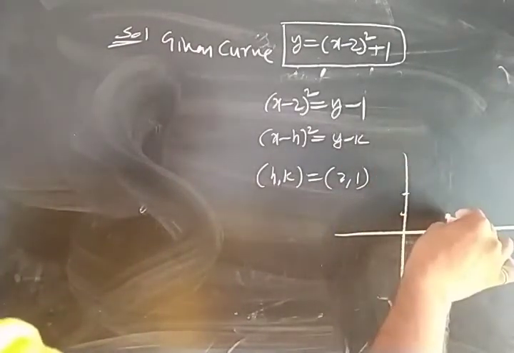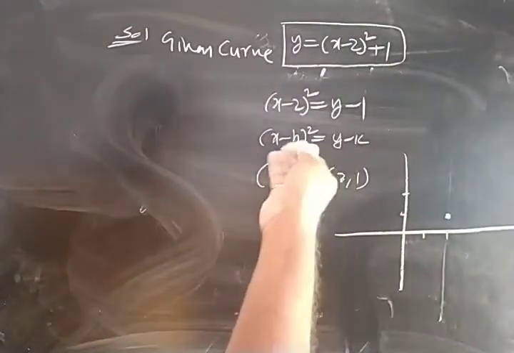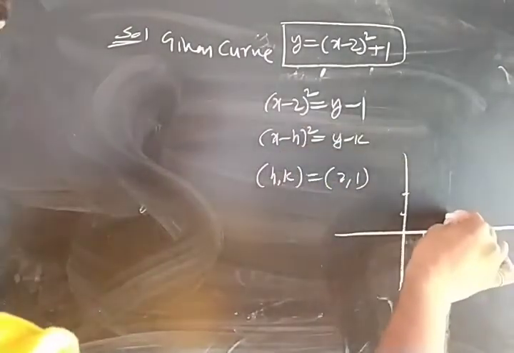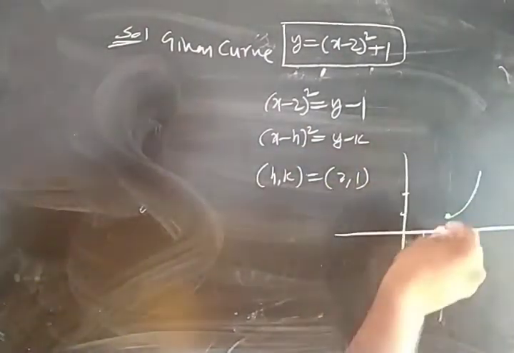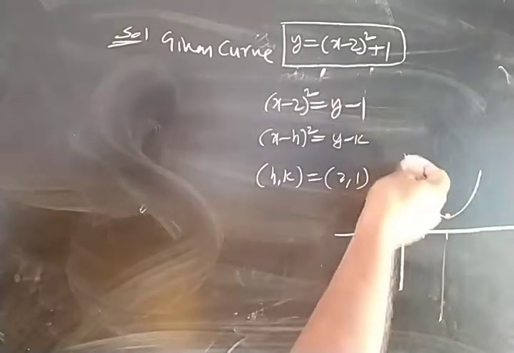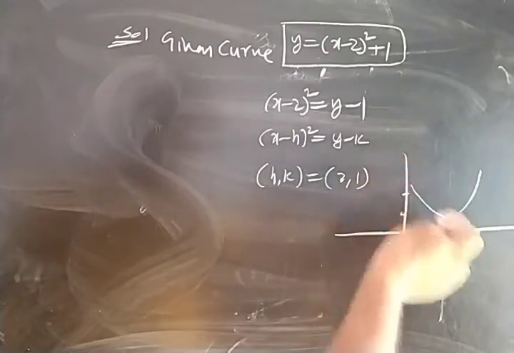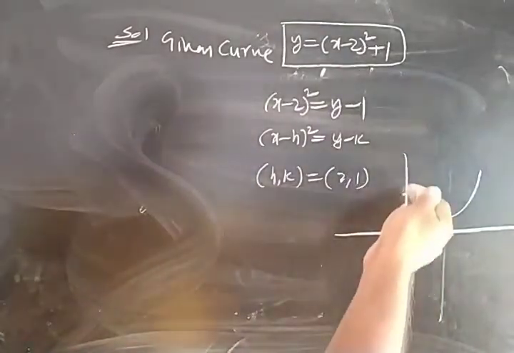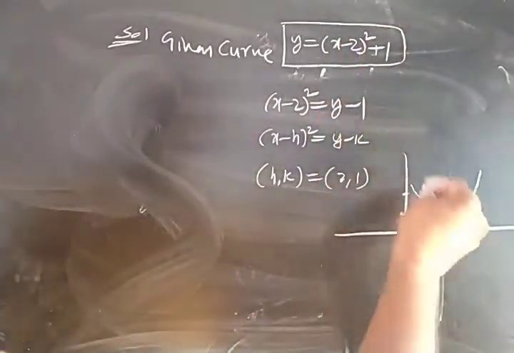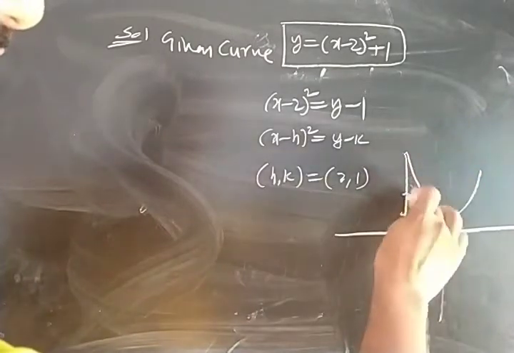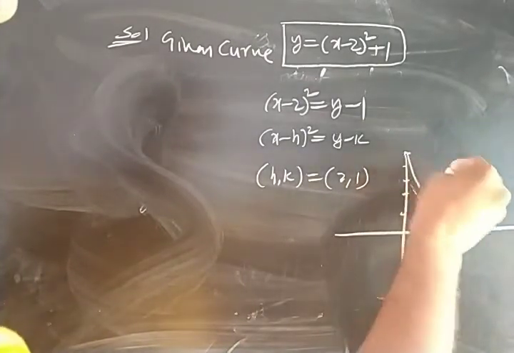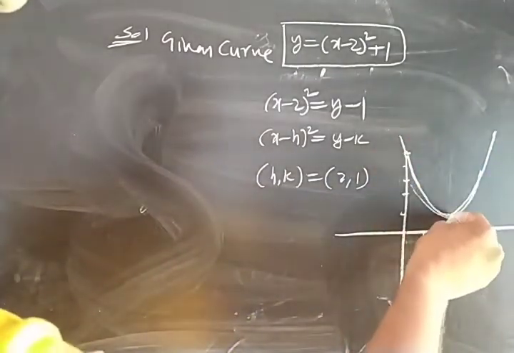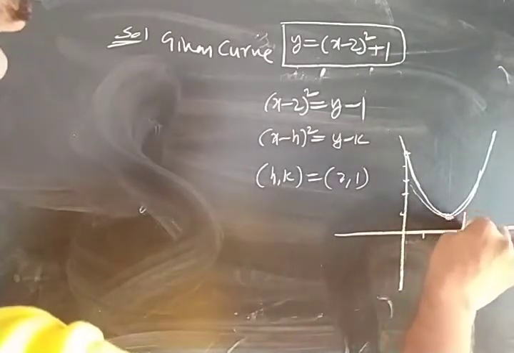Suppose I put x equals 0. If you observe the standard form, it is symmetrical about the y axis. That means it opens upward, symmetrical about the positive y axis. Let me find where it meets the y axis. By putting x equals 0, we can identify where it touches the y axis. This is 2 square plus 1, which is 5. So it is meeting the y axis at 0, 5. Now this is the required parabola. Here it is attaining the minimum value, so here I am taking capital P.